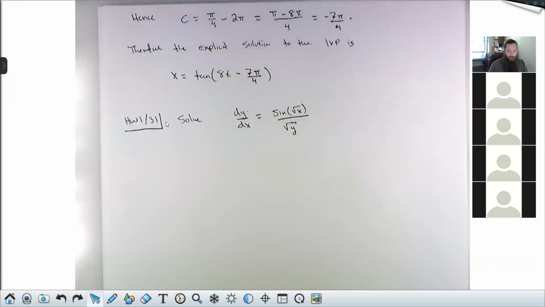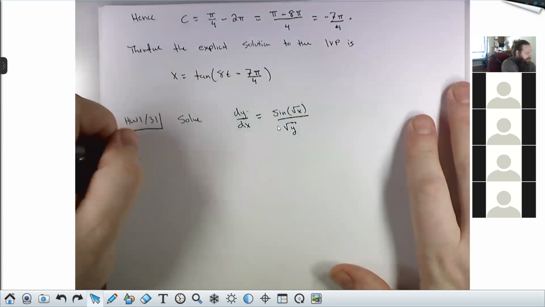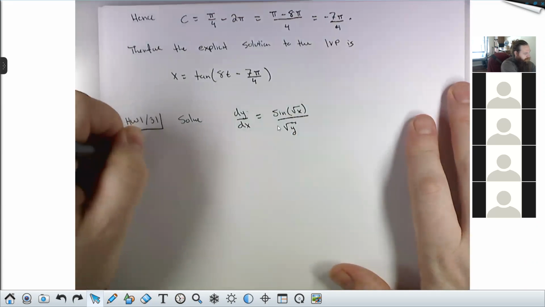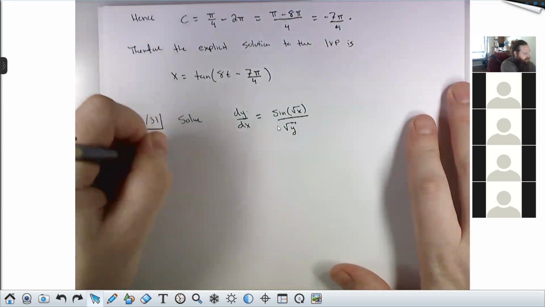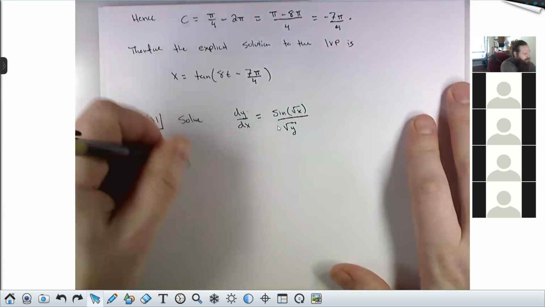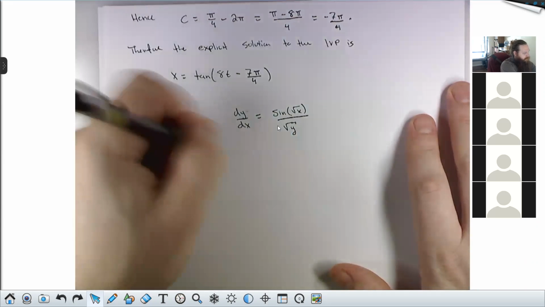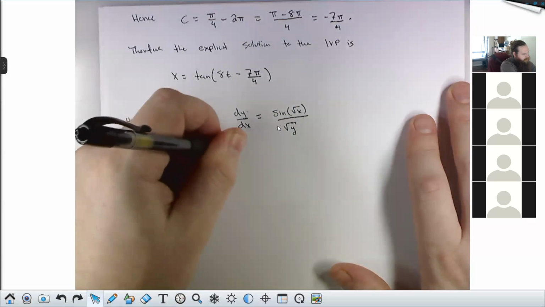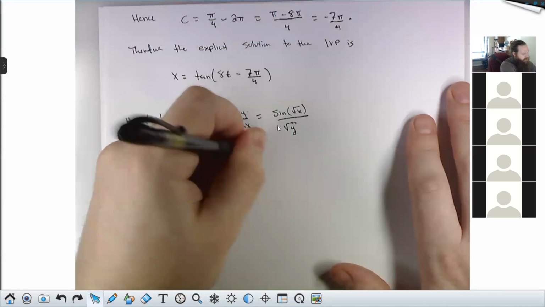You can make the substitution early. You could actually make the substitution into the differential equation, but it's the same thing you get making substitutions in the integral after separating variables. So we're going to go ahead and separate variables. This is a separable equation and just work it from there. So this is the same as saying the square root of y dy is equal to the sine of the square root of x dx.